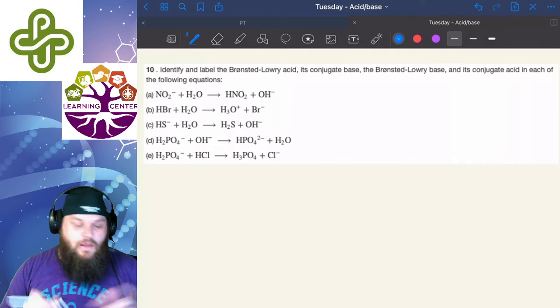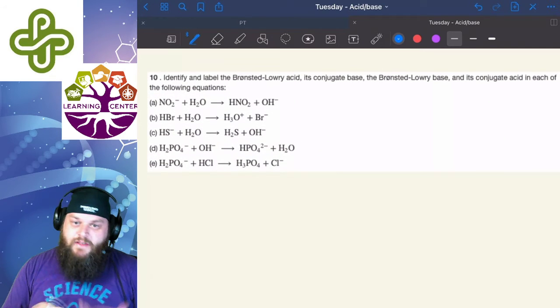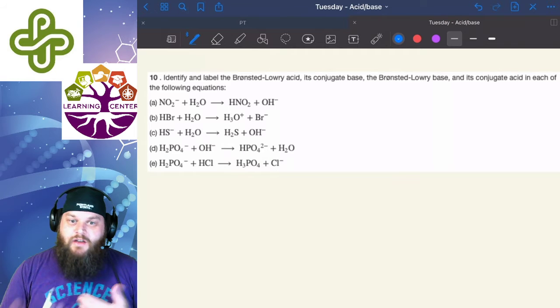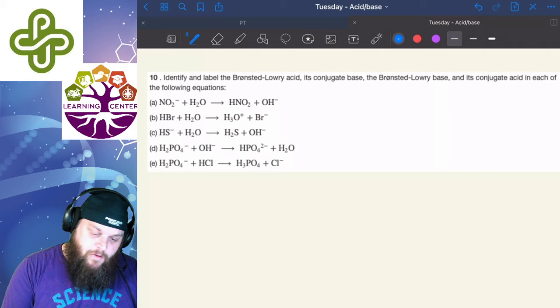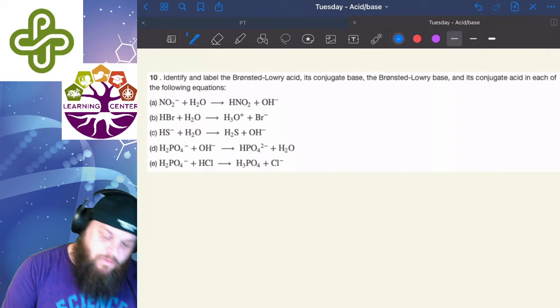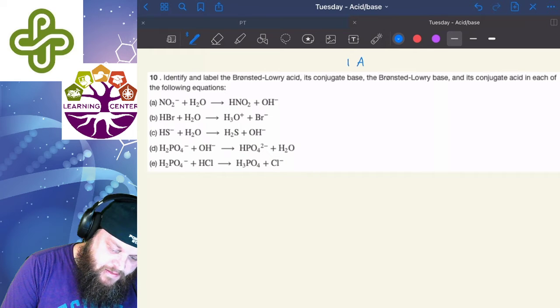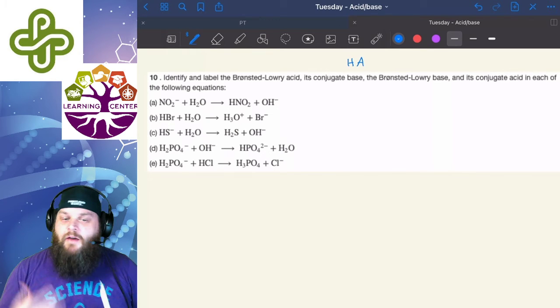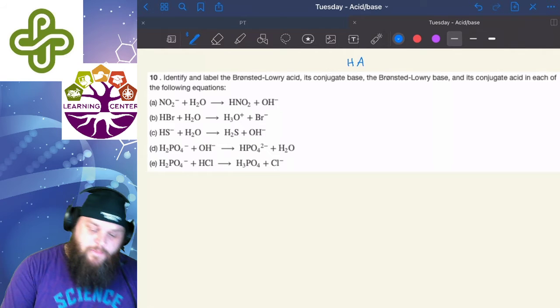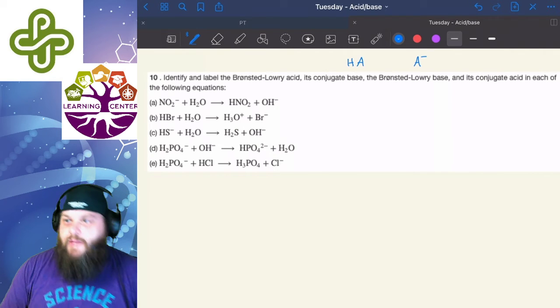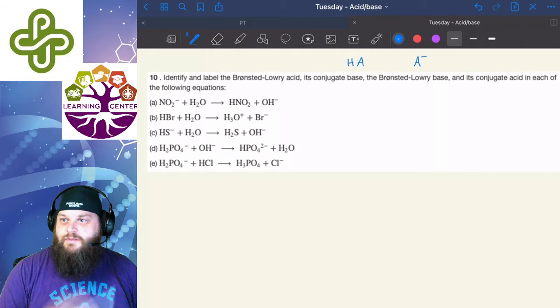So in this problem here, we're going to identify which of these are acids and which are bases, and what are the conjugate acids and bases for each of those equations. For part A, I like to reference an acid as HA. It's some compound with a hydrogen that it can lose, because acids are hydrogen donors. They donate protons to bases, and bases I will often refer to as A minus. So compound A has lost its hydrogen and now has a slightly more negative charge because of that.